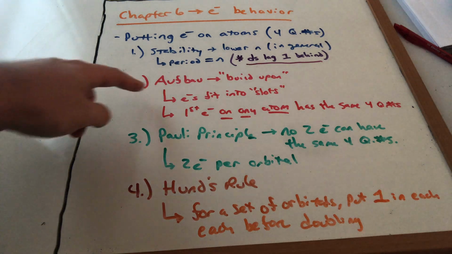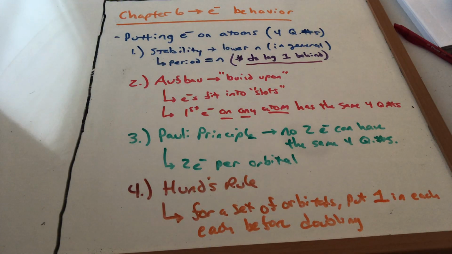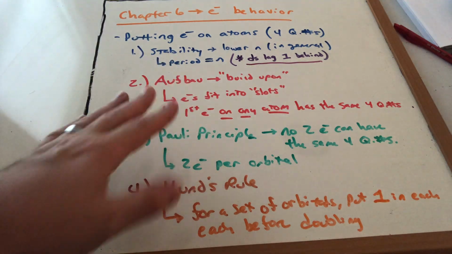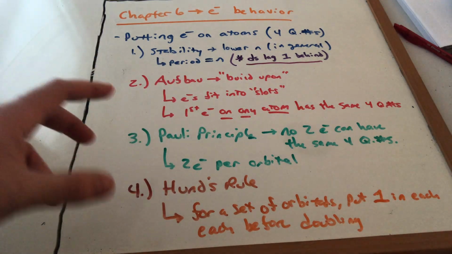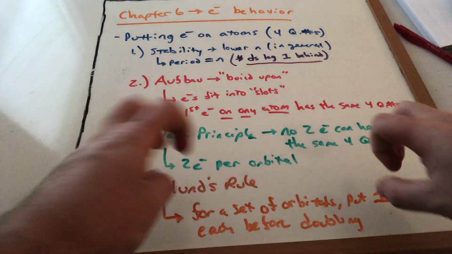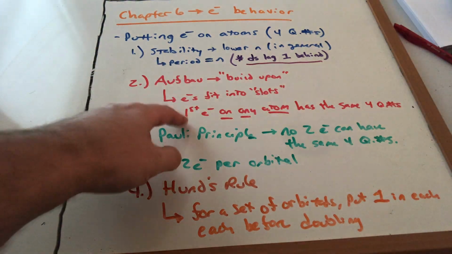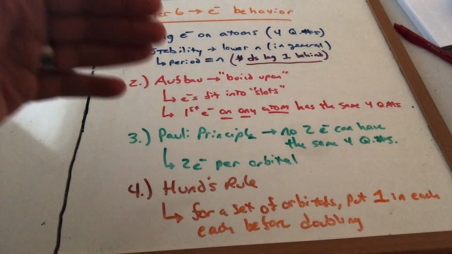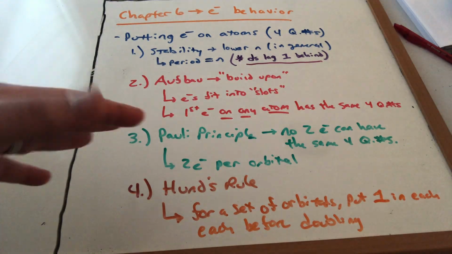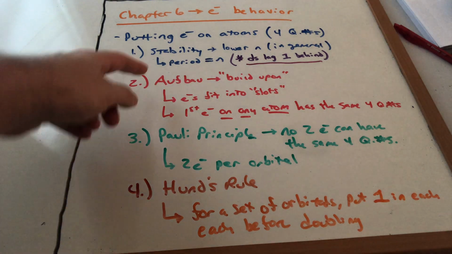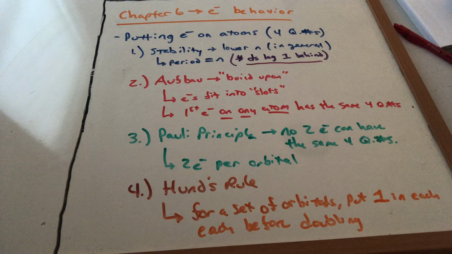The next rule that we have is Aufbau, which means build upon. Essentially, it's the idea that the electrons fit into slots. The first electron on an atom always has the same 4 quantum numbers. That's its home, its zip code, the slot it goes into. When I go to something like carbon, which has 6 total electrons because it has a Z of 6, carbon has its first electron fit into that first electron slot. The second electron slot is the same for all elements. The third electron slot is the same for all elements. That's what it means. Everything just fits into the correct 4 quantum numbers based off the number of electrons that are on there.